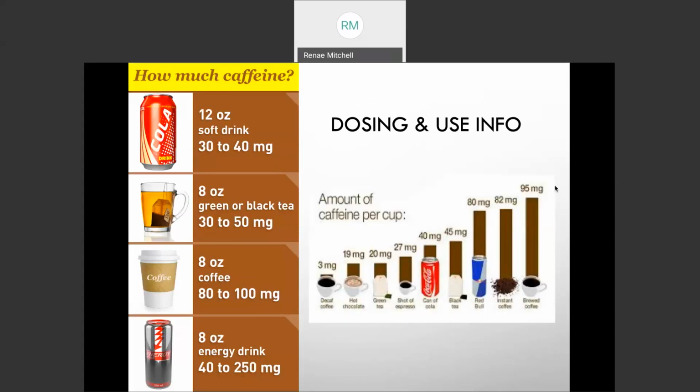The amount of caffeine in different substances really varies, and also the amount of each substance that we drink varies. So, for example, in a 12-ounce soft drink, there's 30 to 40 milligrams of caffeine. In an 8-ounce cup of tea, there's 30 to 50. In an 8-ounce cup of coffee, there's 80 to 100 milligrams of caffeine.